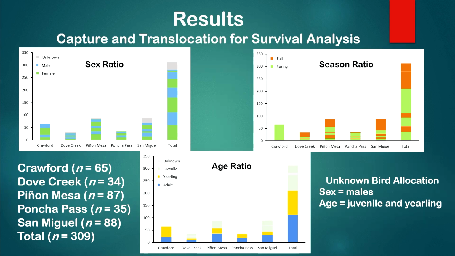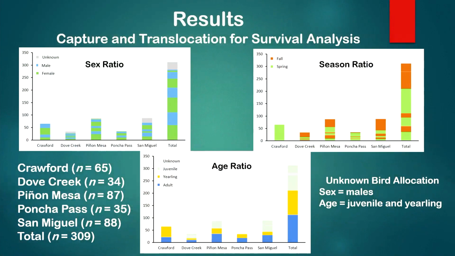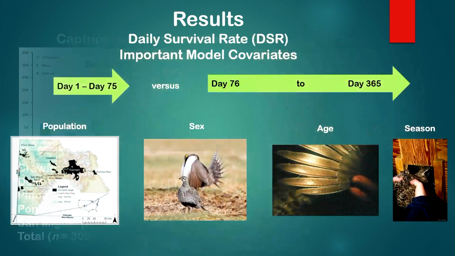You notice that there were unknown ages and sexes, and we did a preliminary analysis of the data set to take a look at which of these groupings these unknowns fell into. The sex that they best fell into was male for the unknown sexes, and for the unknown ages they were juveniles and yearlings. So we then allocated those birds to those groups.